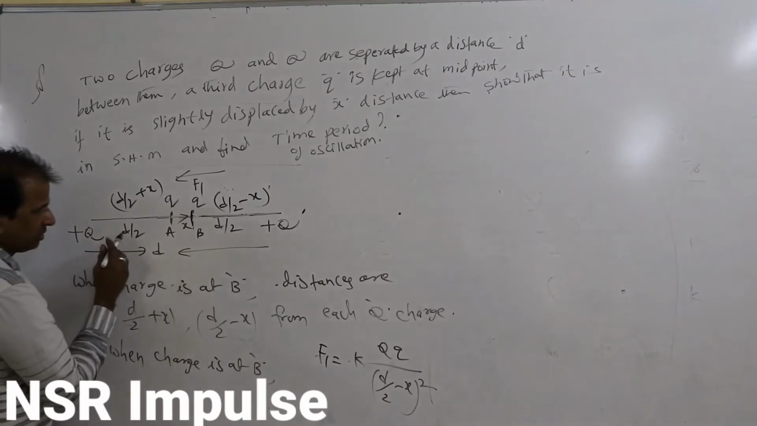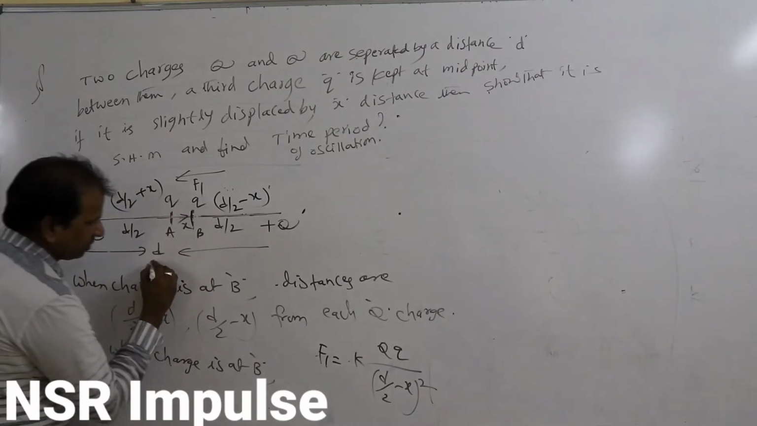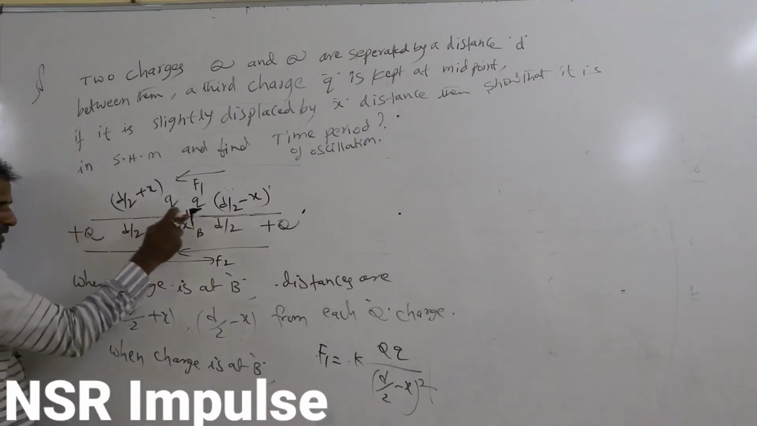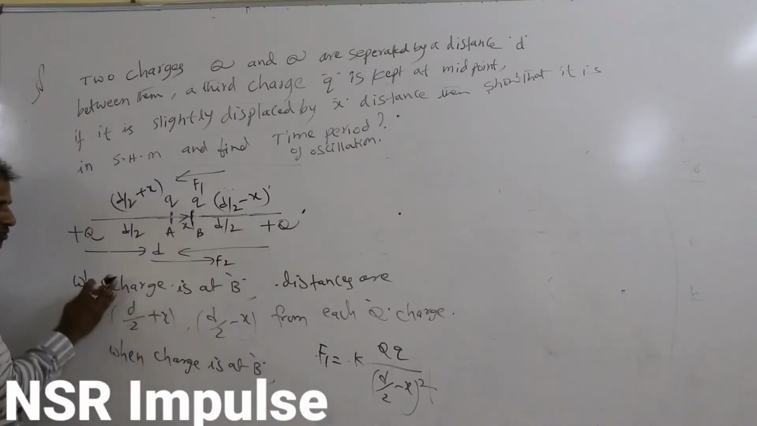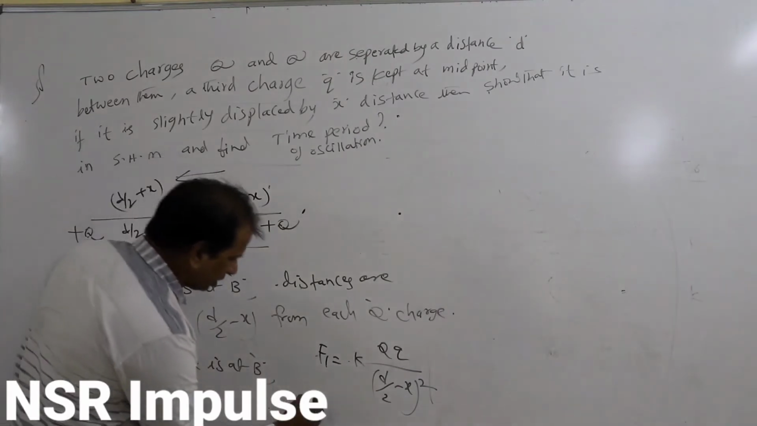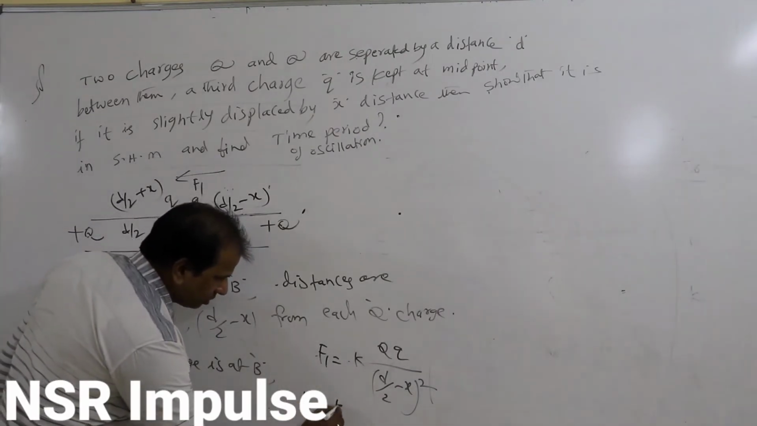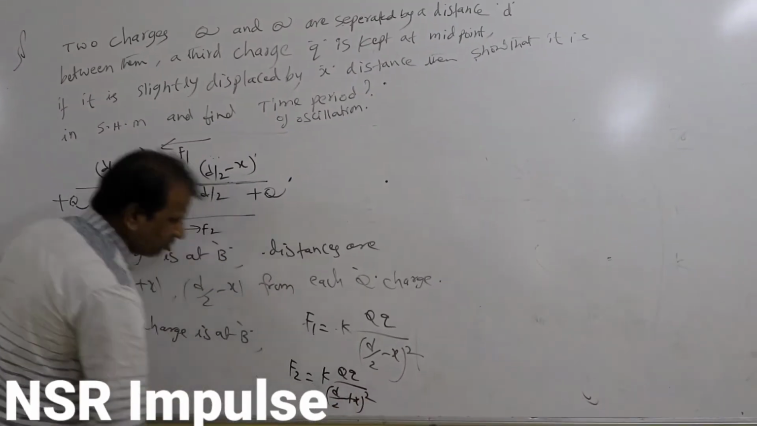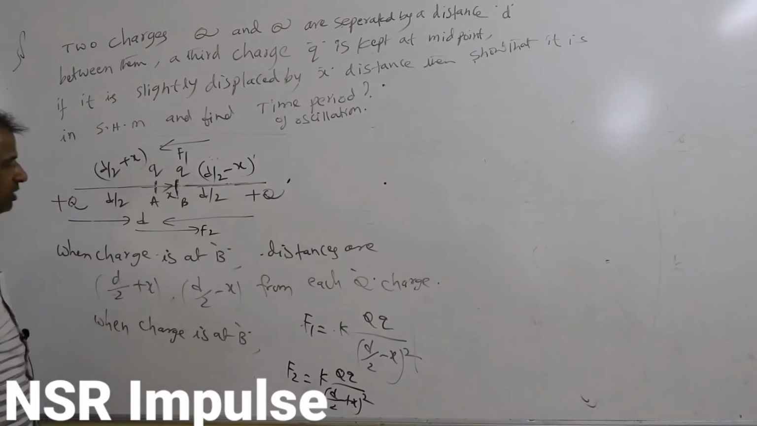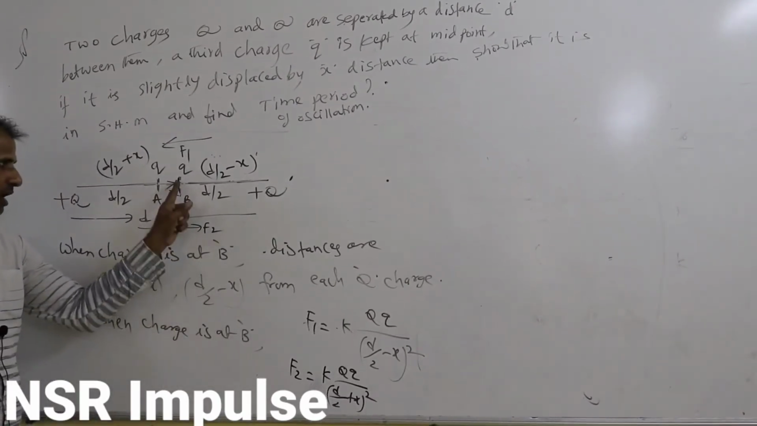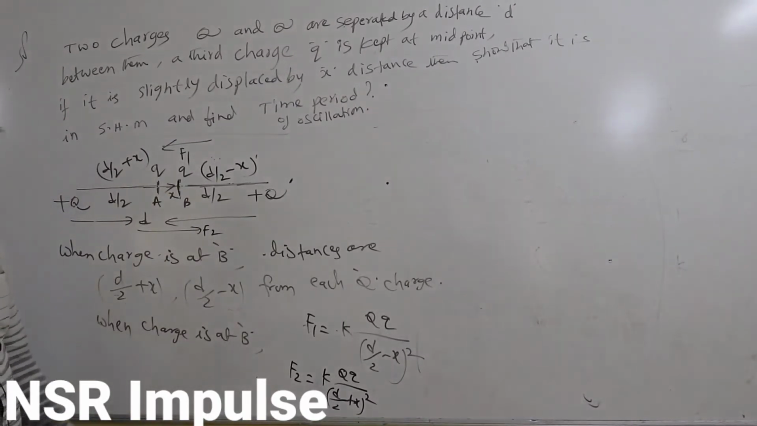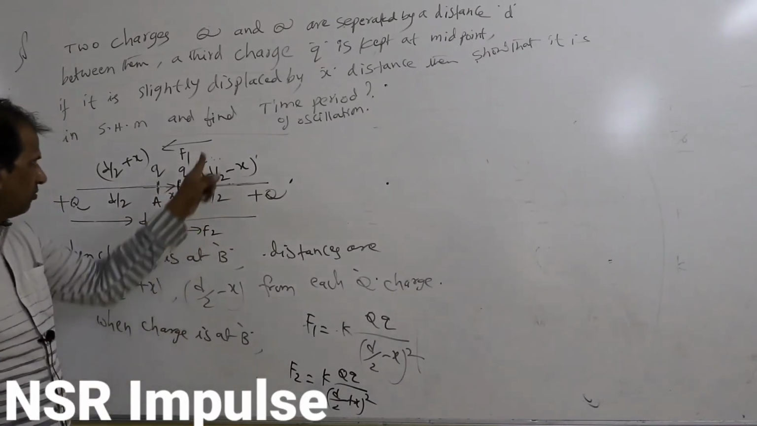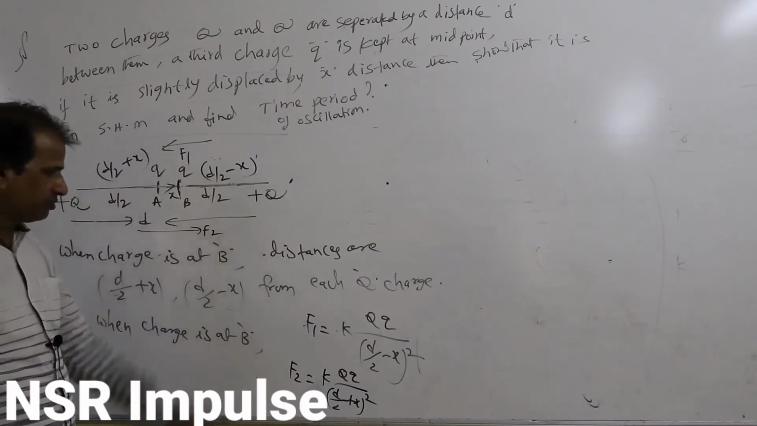a repulsive force exists. Between this one and this one, that repulsive force is F2. Due to this one, this will feel repulsive force F2 in this direction. So F2 is equal to K Q q by (d/2 plus x) whole square. This distance is d/2 plus x. So on this charge Q, two forces are acting: one is F1, another one is F2.